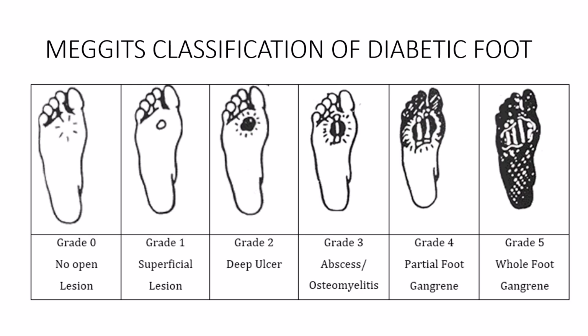So we follow the Wagner's classification of the diabetic foot. In grade 0, there is no open lesion. In grade 1, we have a superficial lesion. In grade 2, we have a deep ulcer. And in grade 3, we see abscess and osteomyelitis. In grade 4, we find that partial foot gangrene has occurred. In grade 5, whole foot gangrene occurs.